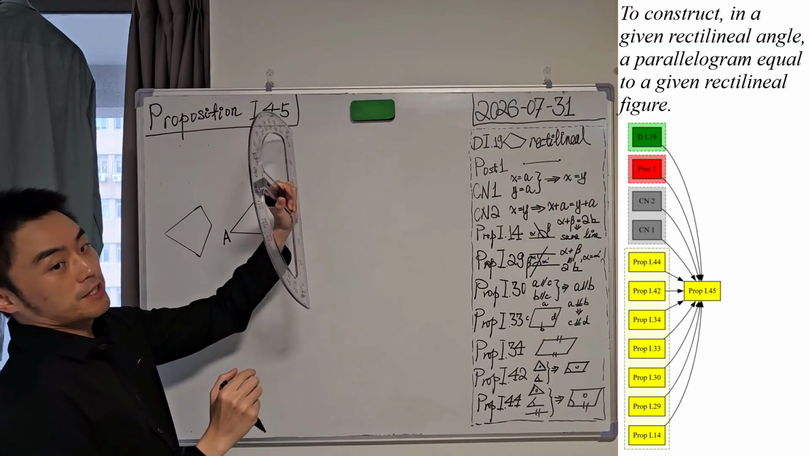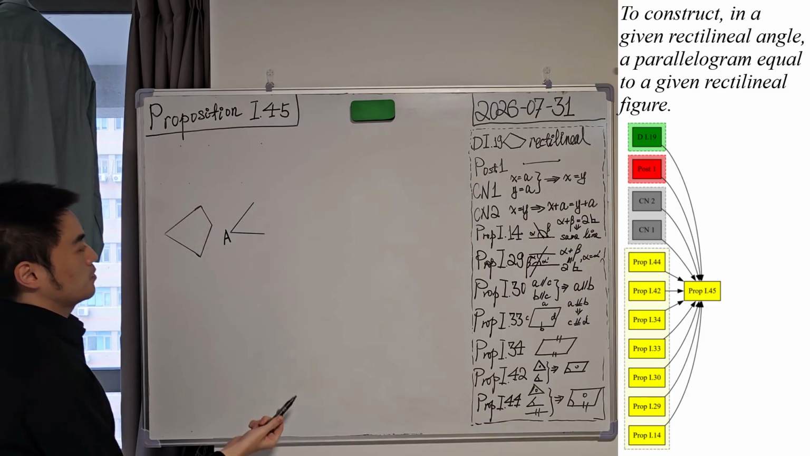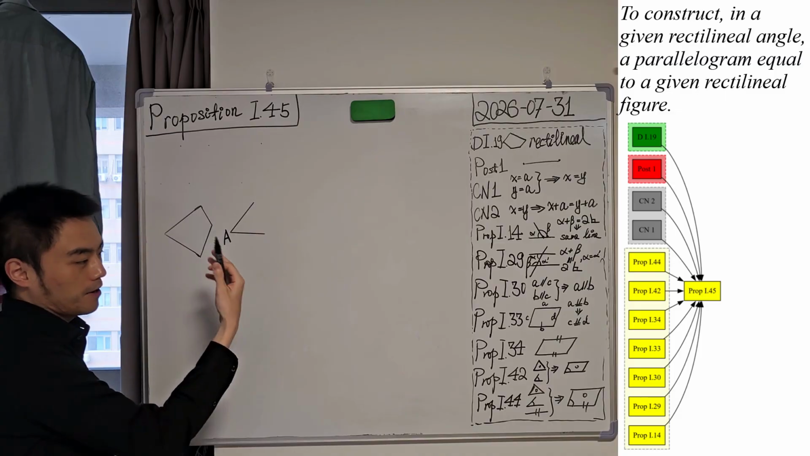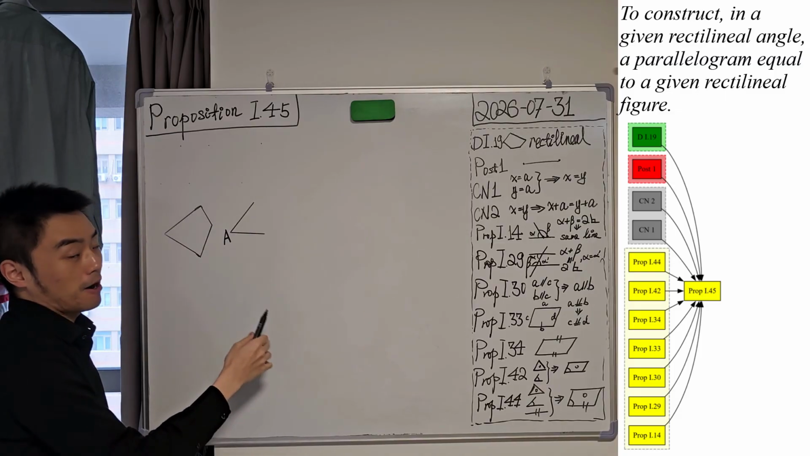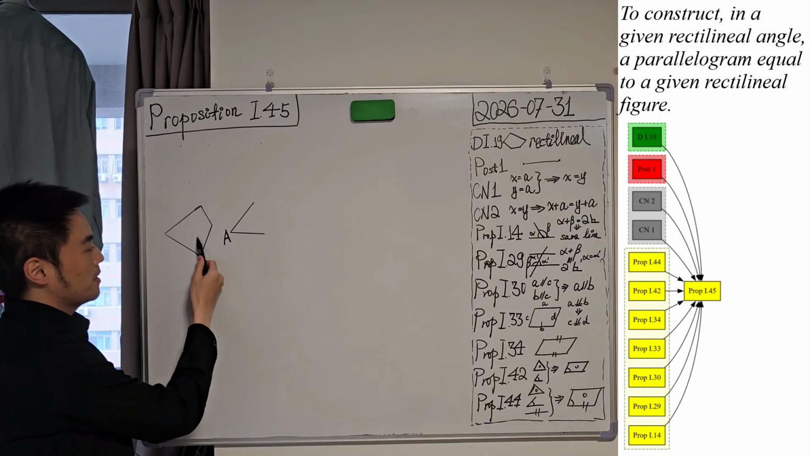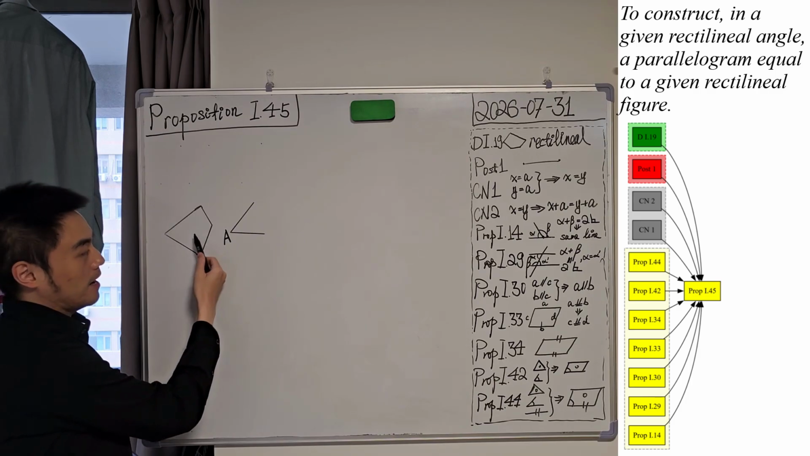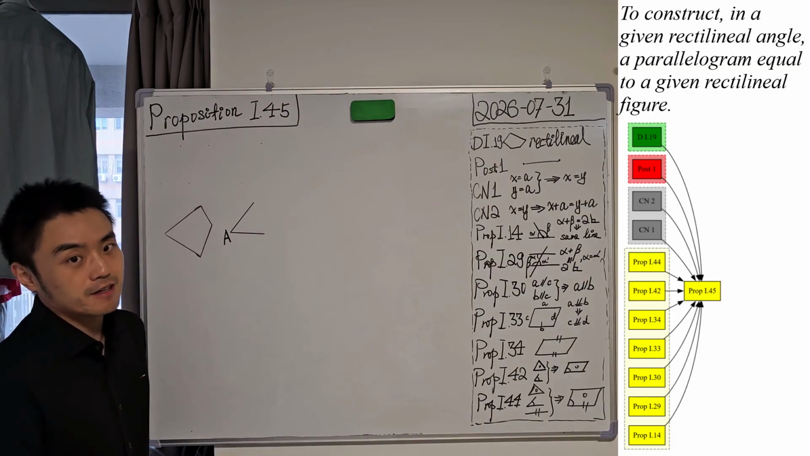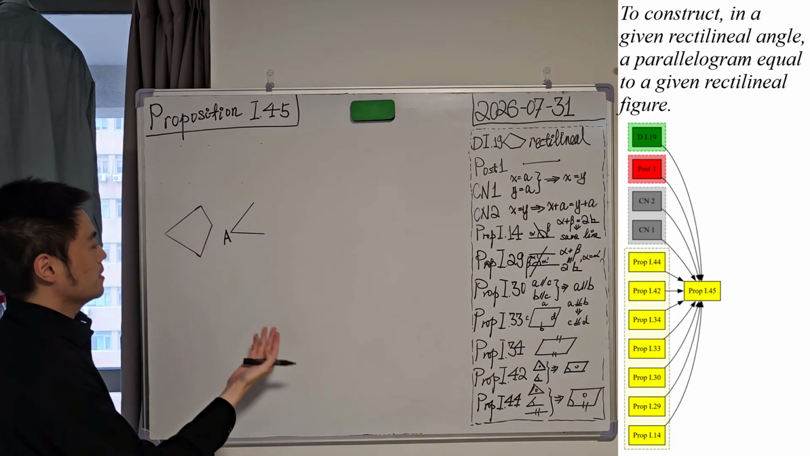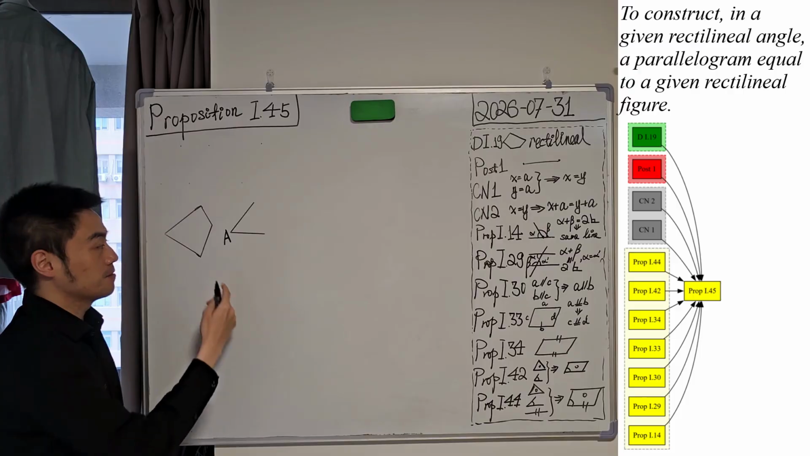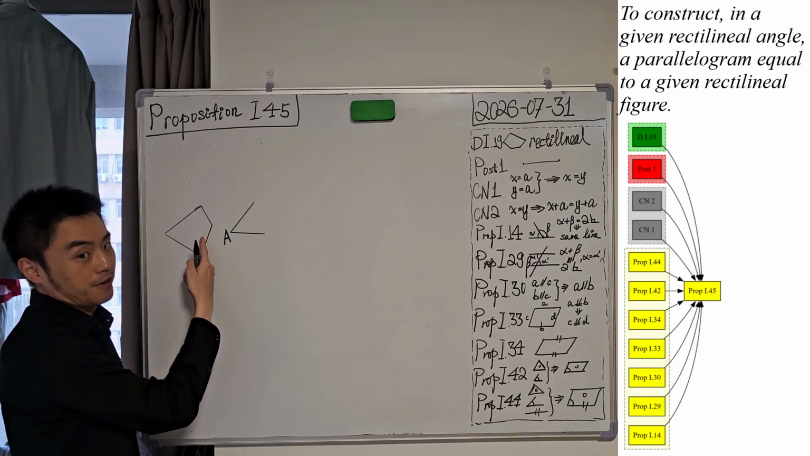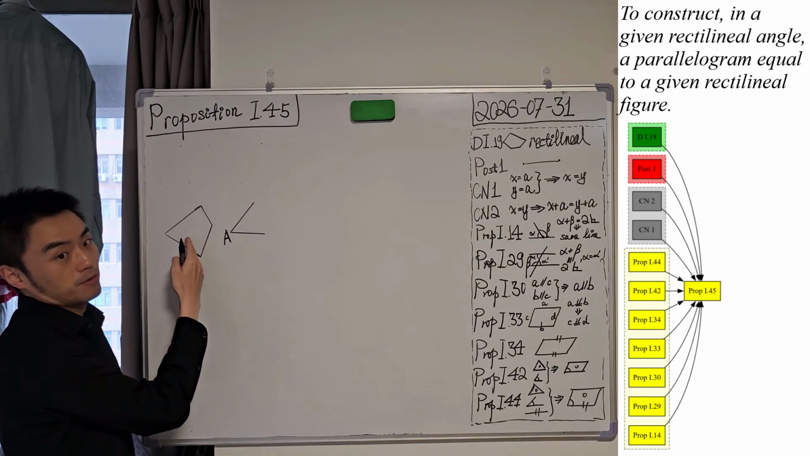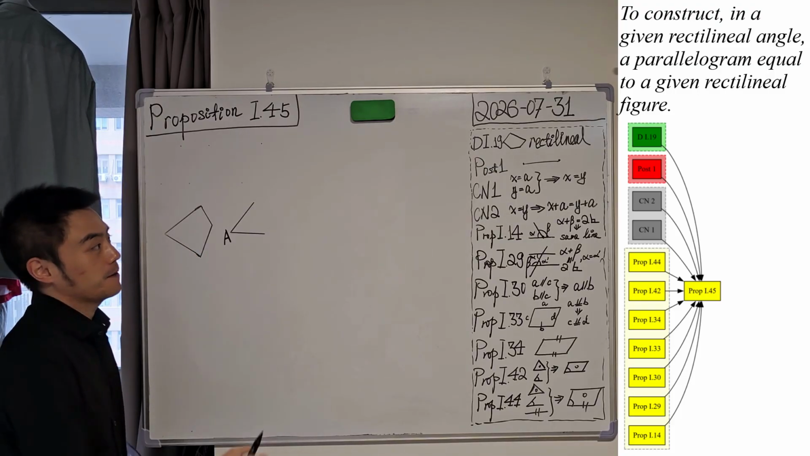So this proposition declares that if we are given a rectilineal figure and a rectilineal angle, then we are allowed to construct a parallelogram with the same area as this rectilineal figure and in this rectilineal angle, okay? For convenience, let's at first assume there are only 4 sides of this rectilineal figure, and at the end of this video, I will expand it to multilateral figures, okay?